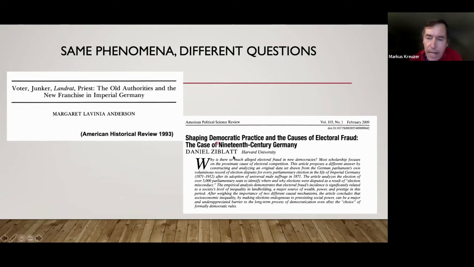And here you have Daniel Ziblatt, a political scientist at Harvard, who wrote a paper in the American Political Science Review that also focuses on electoral fraud in the 19th century. So these two papers are interesting because they focus on the exact same subject matter, electoral fraud, the same country, Germany, and the same historical period. But they come at it from very different perspectives and therefore help us illustrate what makes historical thinking distinct.